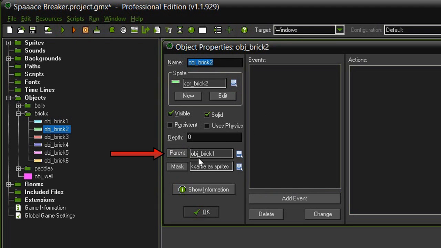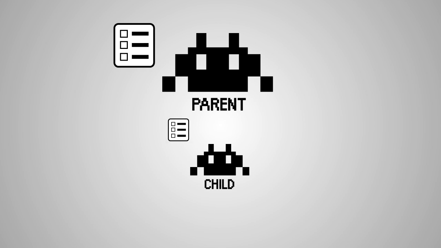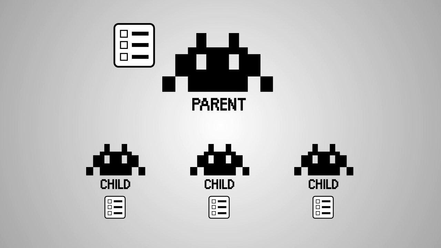You see right here in the parent, I have set them all to have the parent of object brick 1. When you give an object a parent, you are making that object a child of the other object. What that means is that it inherits all of the properties, including the events and actions, of the parent object. This is useful when you have multiple objects that are essentially identical or will act the same, because then you do not have to duplicate or give redundant coding to each object. You only have to do it for the parent object, and it will pass all of that on to the child objects.